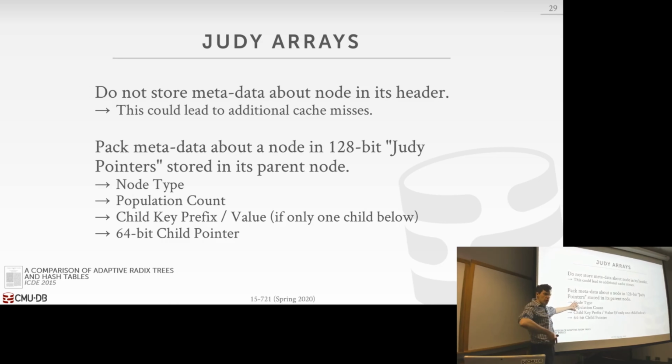In the original Judy array implementation, they were back on x86 32-bit, so they had 32-bit child pointers and then 32-bit metadata. But now in modern systems, it has to be 64-bit pointers, so it takes 128-bit pointers. So they're going to call these Judy pointers. In the paper you guys read that evaluated them against the radix tree, I think they called them fat pointers. It's the same idea.